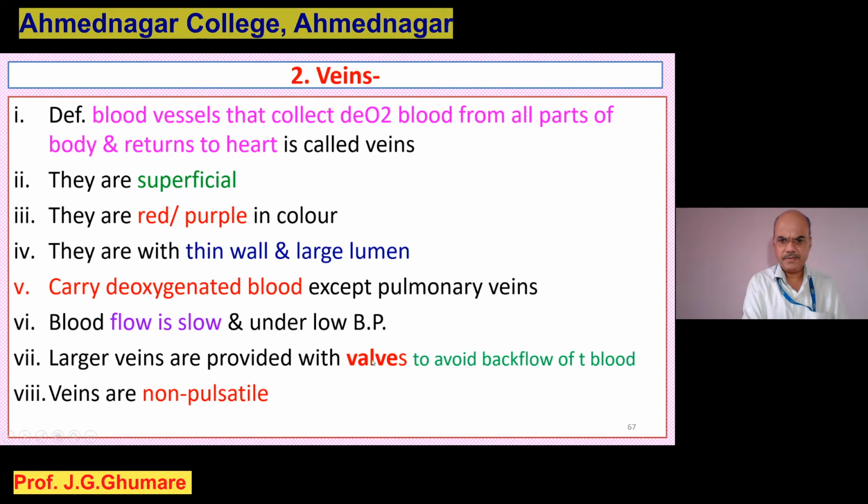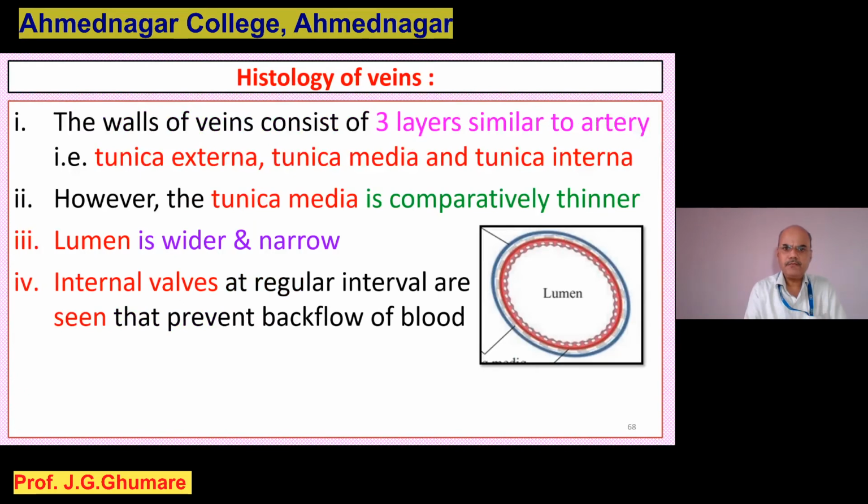Larger veins are provided with a flap. I told you these are called valves, and this is to avoid backflow of the blood. Why? Because I told you if the blood goes back to the organ, this is deoxygenated blood that might harm the organ. So to avoid backflow of the blood, veins, specifically larger veins, are provided with flaps called valves. And as we don't have any pumping organ to push the blood in the veins, these are non-pulsatile in nature. This is to differentiate from artery, which are pulsatile in nature. Histological point we will concentrate here.